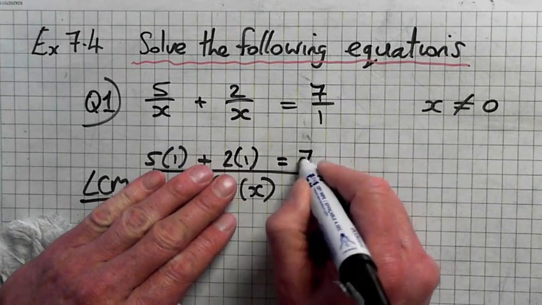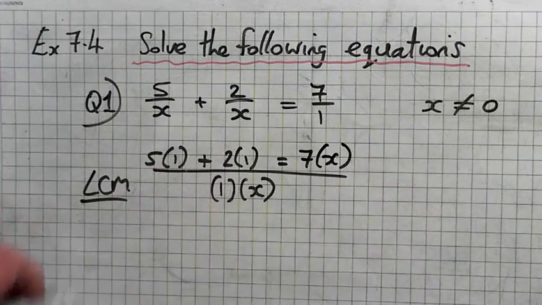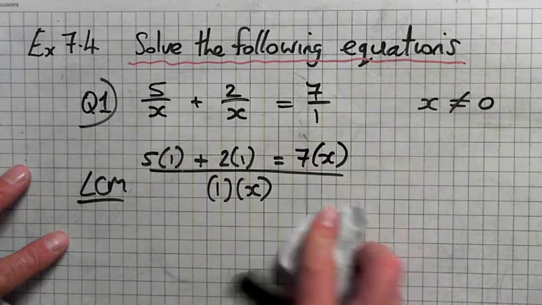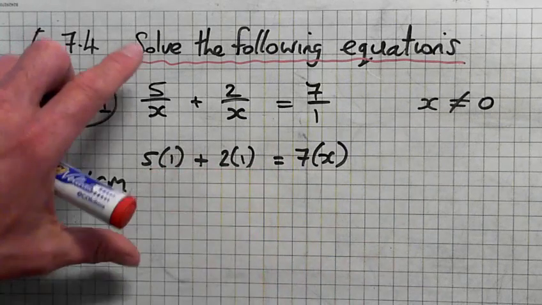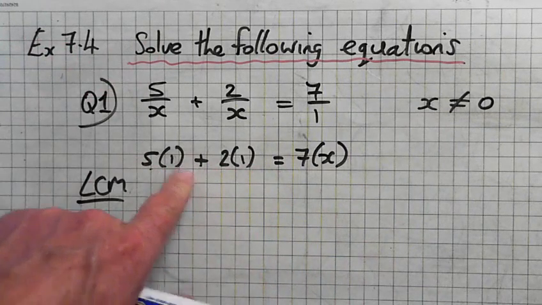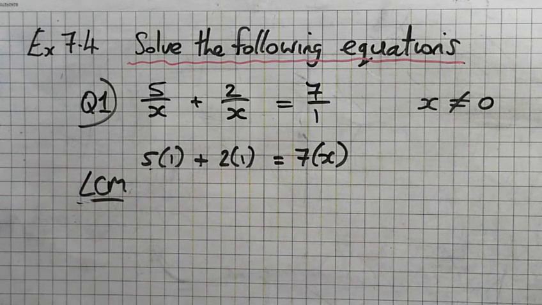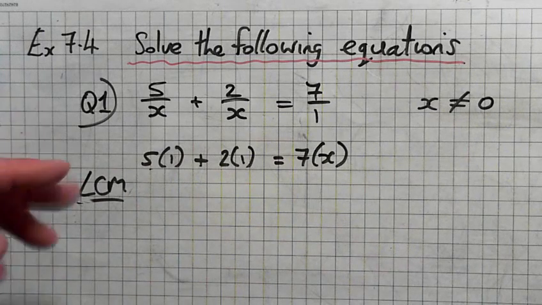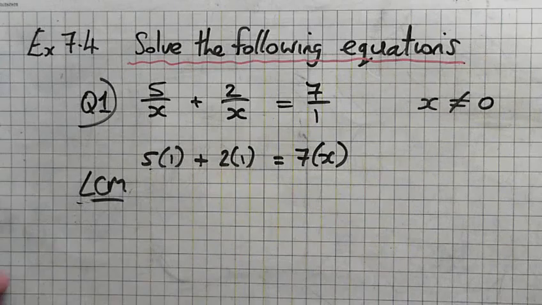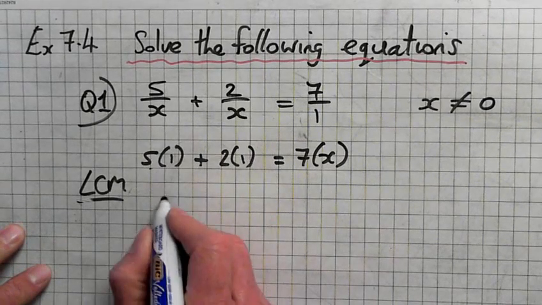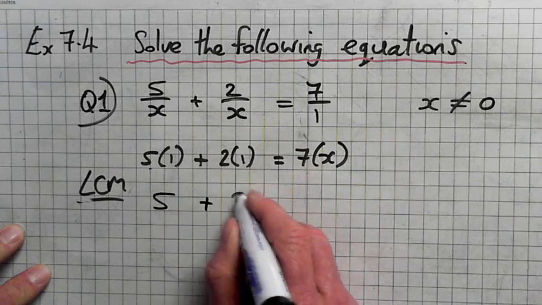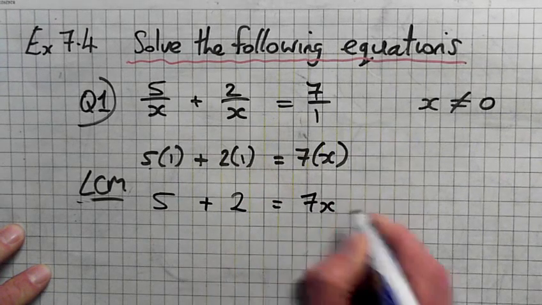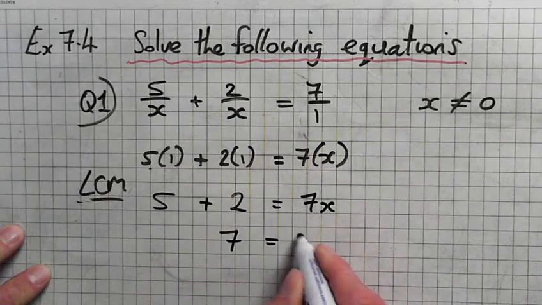X. 7 times x. At this point, I'm not interested in the bottom bit anymore. When it says solve, when I get to this stage, I can get rid of the bottom line. If I was adding fractions, I keep the bottom line to the end. So what have I got? I've got 5 plus 2 is equal to 7x. 7 is equal to 7x.